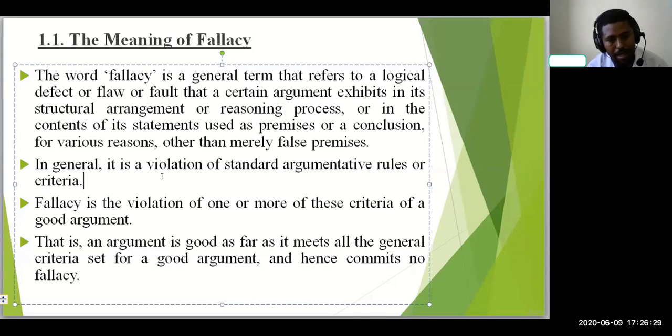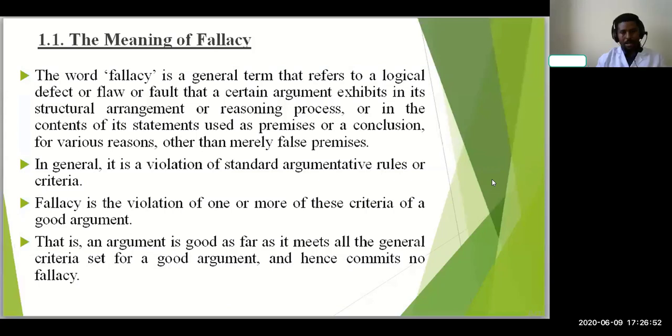For example, we have seen within an argument, there should not be contradiction between the premises and the conclusion. Because if there is contradiction, it violates the structural principle. So it does not fulfill the principles of good argument. If those principles have been violated, we can say that fallacy has been committed. It can be the violation of one principle that we have seen. It might be the violation of many others. The whole can be understood as the fallacy.